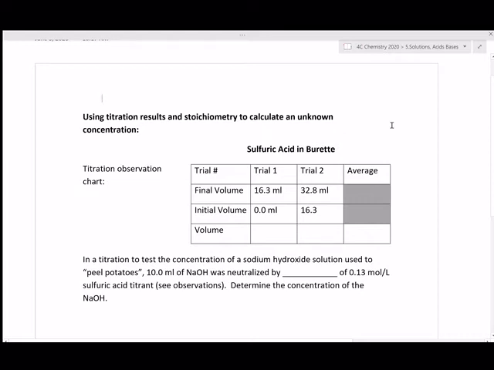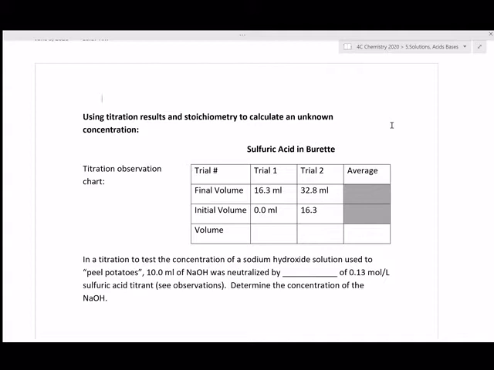Hi again, 3U and 4C chemistry students. Today we're going to combine what you learned in the last lesson about titration, the laboratory procedure, with stoichiometry. So it's kind of a combination review lesson.